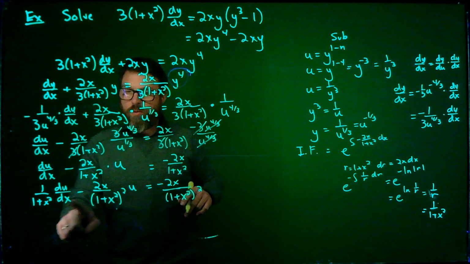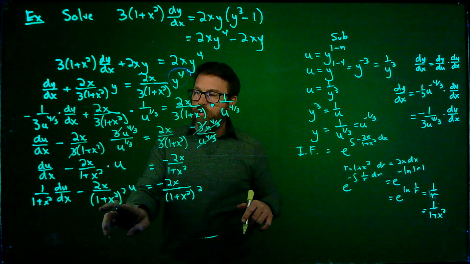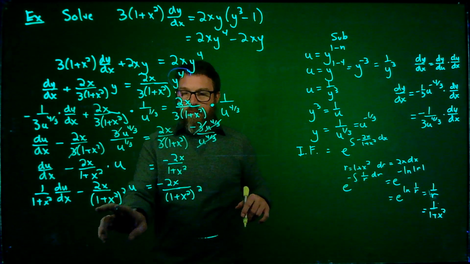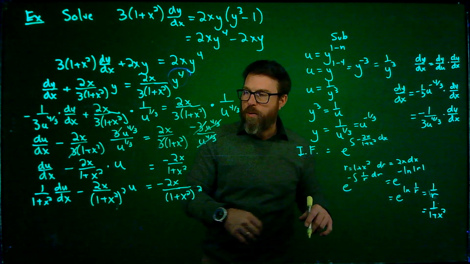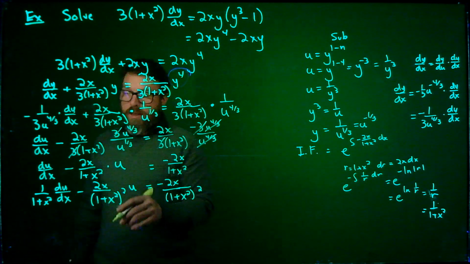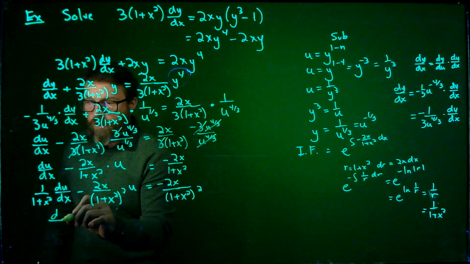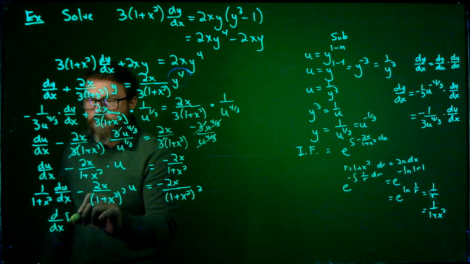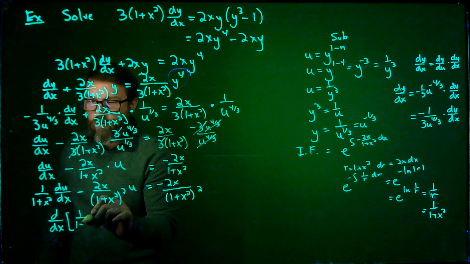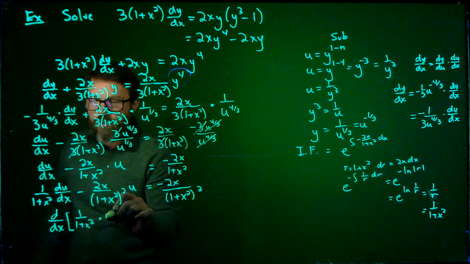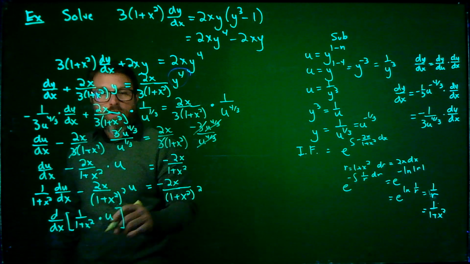So 1 over x squared, made that power on the bottom too, so I have 2 factors of 1 over x squared on the bottom. The same thing here, I got 2 factors of that 1 over x squared. So this is the derivative with respect to x of the integrating factor, which is 1 over 1 plus x squared, times the solution, which is going to be equal to u.